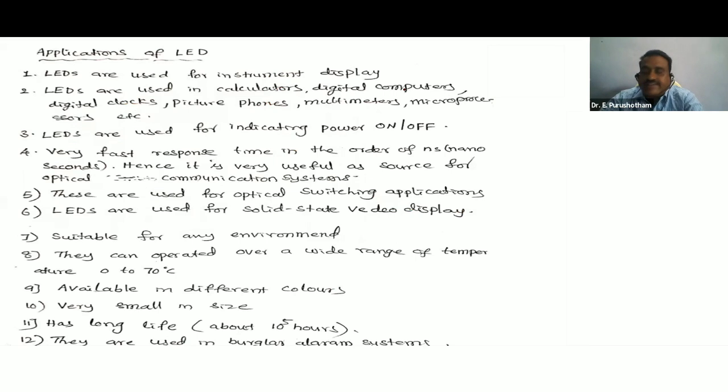Applications of light emitting diode. What are the applications of light emitting diode? First point, you observe, LEDs are used for instrument display. You know very well, microprocessors, LED TVs, LED display mobiles. So LEDs are used for instrument display.